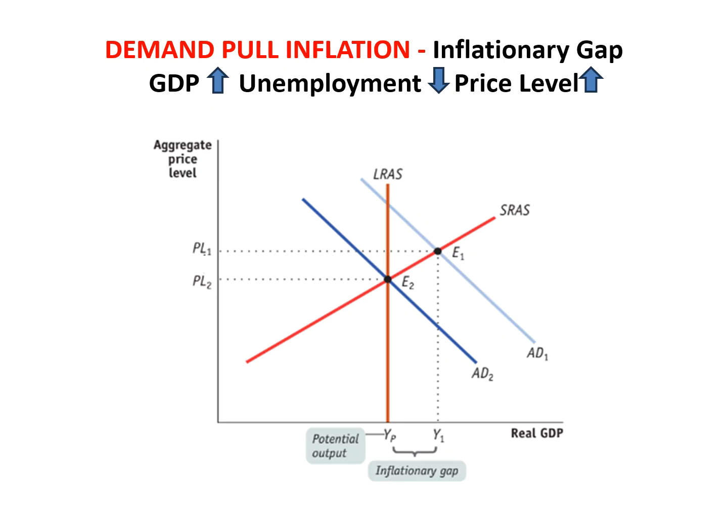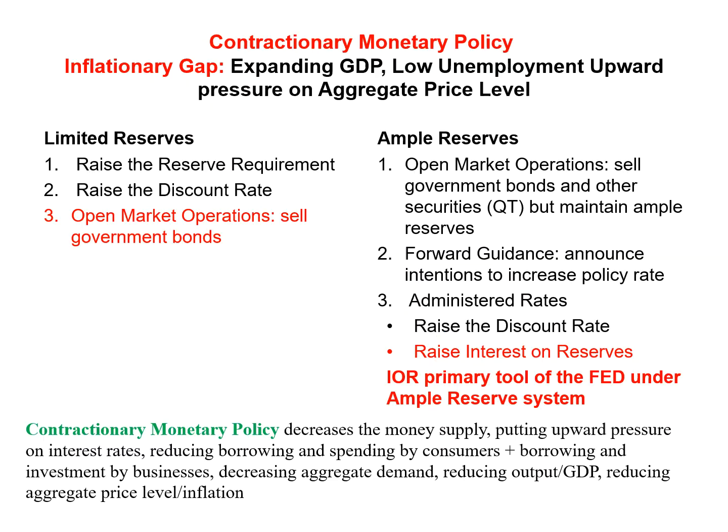How can the Federal Reserve alleviate demand-pull inflation? What is the proper monetary policy option to address an inflationary gap to help rein in the aggregate price level? The Federal Reserve will implement contractionary monetary policy to address the inflationary gap, which is characterized by expanding GDP, low unemployment, but inflation far above the 2% Fed target, say inflation of 7-8%.